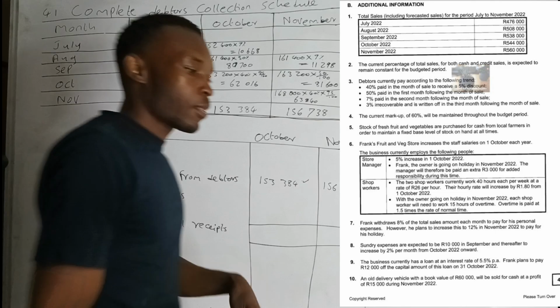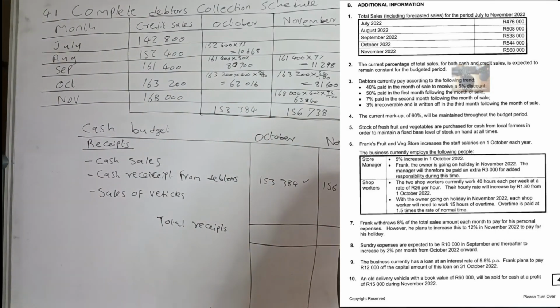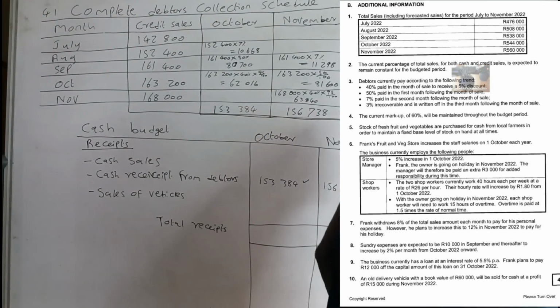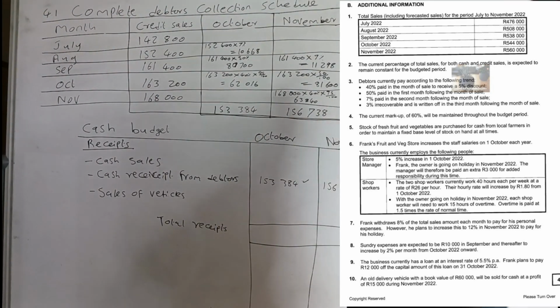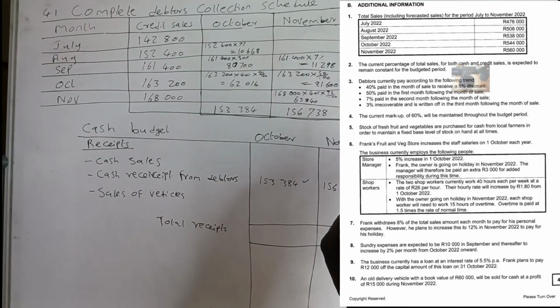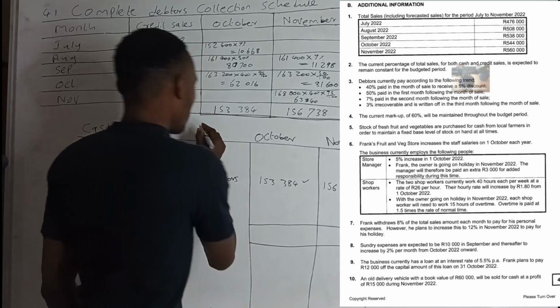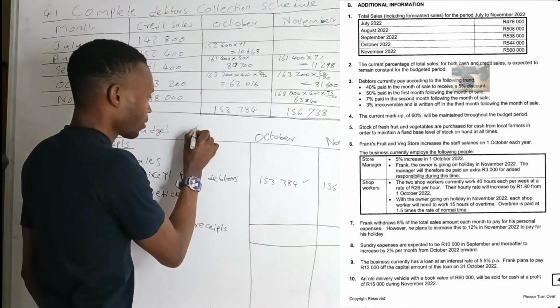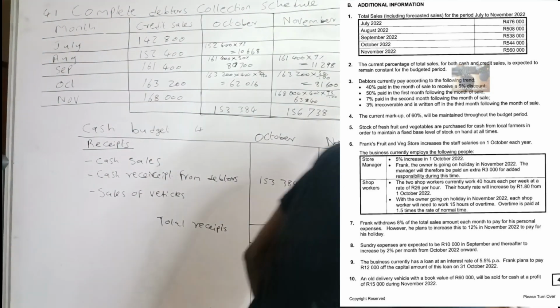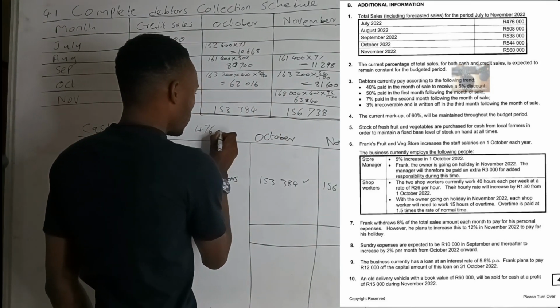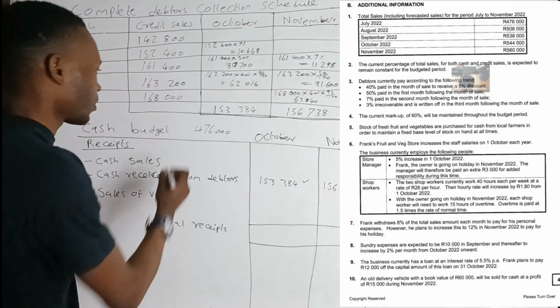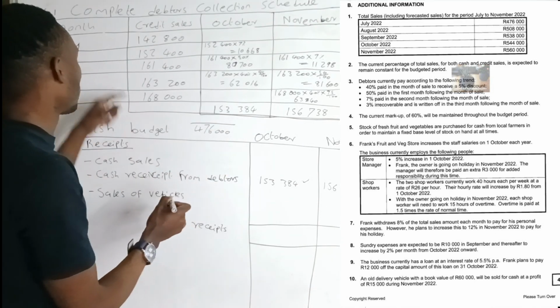So for cash sales, how are we going to record cash sales? Very, very simple. Remember number 2, they say that the current percentage of total sales for both cash and credit is expected to remain constant for the budgeted period. Under total sales, we have 476,000, our total sales for July. Now we want to test the percentage of July.